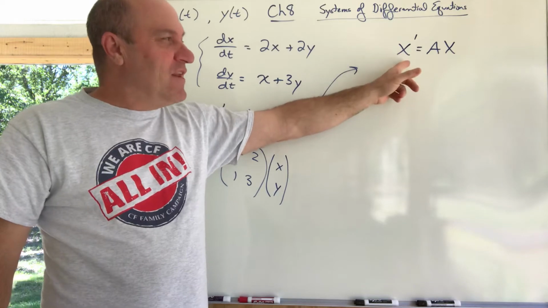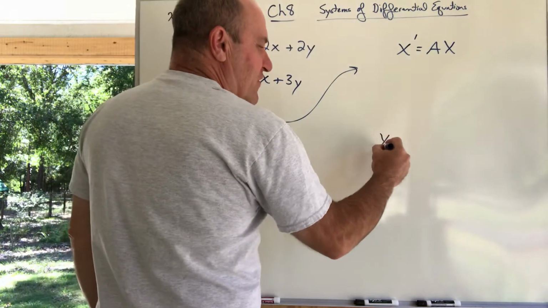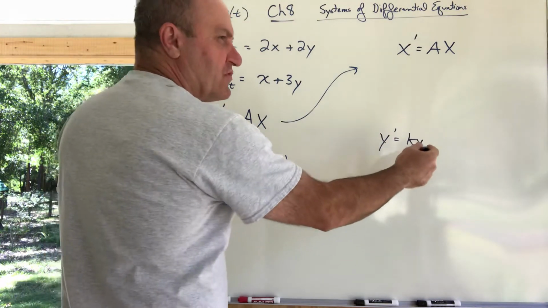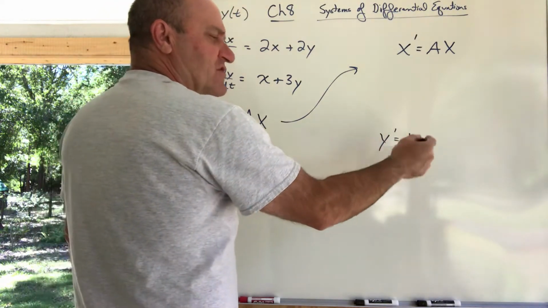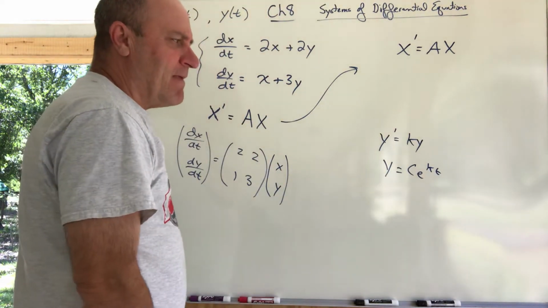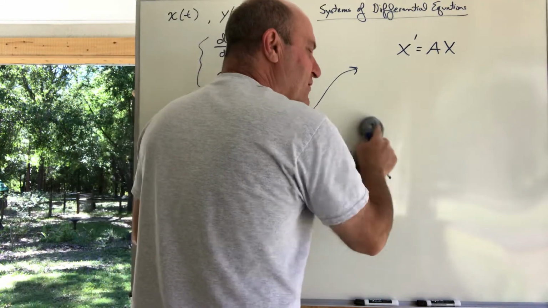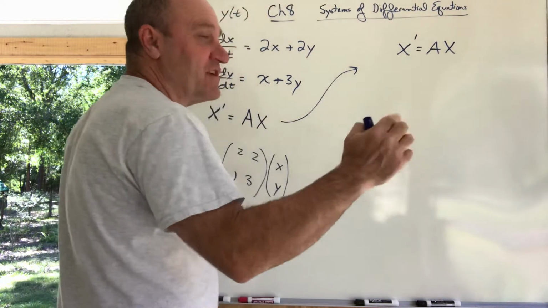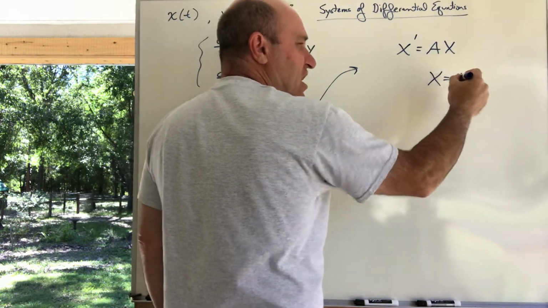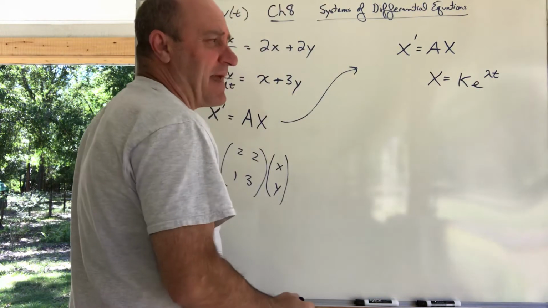But you know what that looks like to me? Way back, one of our first DEs was y prime equals ky, where we said the rate at which something changes is proportional to the amount of stuff. We would solve this and we would get this classic exponential growth model. I mean, this is not matrices, this is just real numbers. But that looks like that. So here's what we do. We assume we know what the answer is. We assume the answer X, big capital X, is some constant vector k multiplied by e to the lambda t. That's a Greek letter lambda.